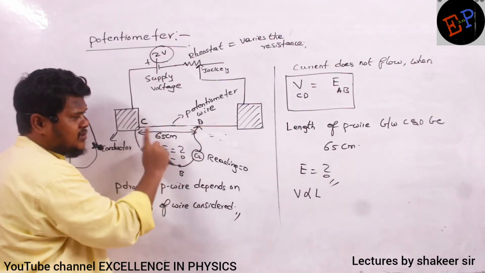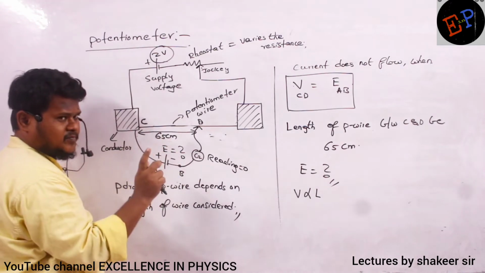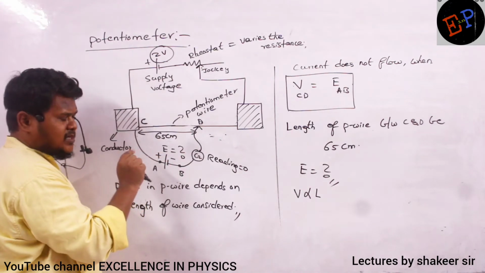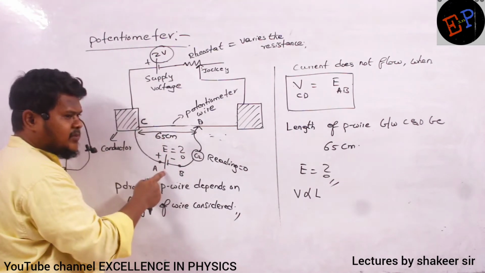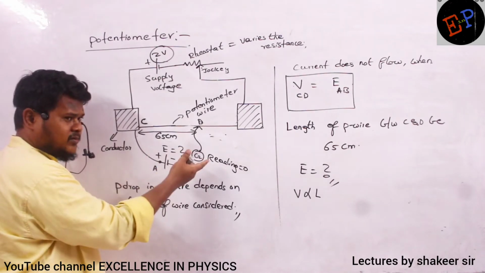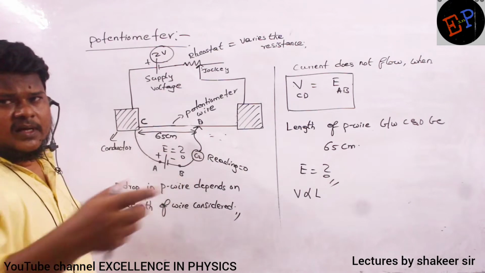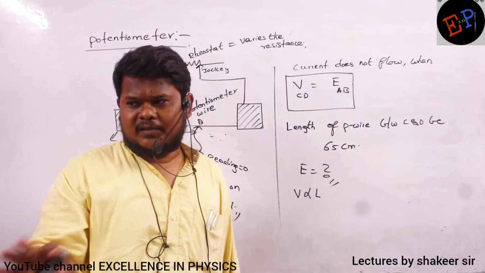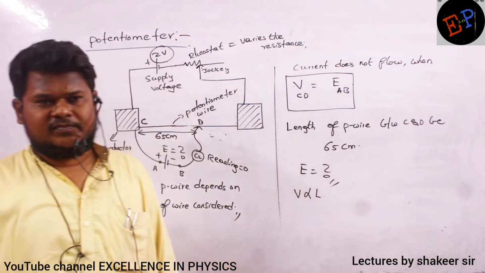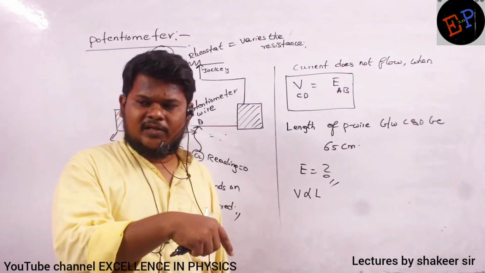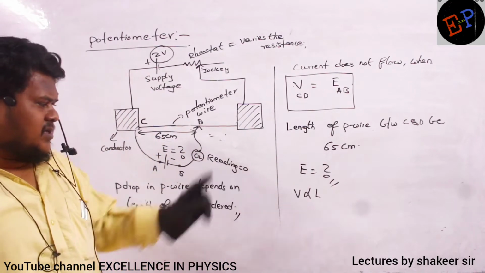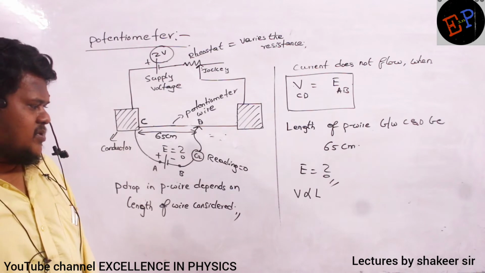But here total length is not 1 meter, it is only 65 centimeter. So the potential drop also will be less than 2 volts, and that potential drop will be exactly the EMF of the cell. And it is EMF only. Why? Because current is not flowing. If current is not flowing, current does not pass through the internal resistance of the cell. If there is no drop in internal resistance, it is called EMF of the cell. Yesterday we studied EMF and potential drop, terminal potential. That concept also we have to use. So if this is the condition, V is directly proportional to L.